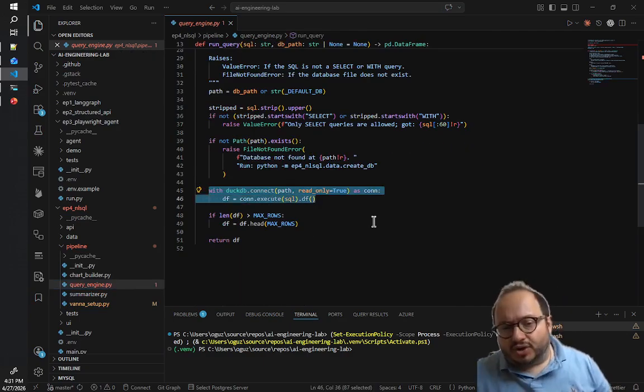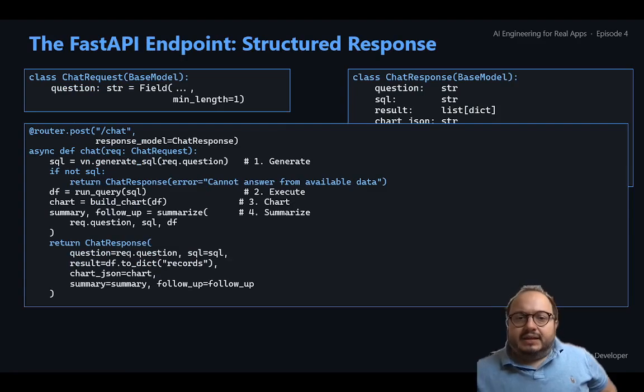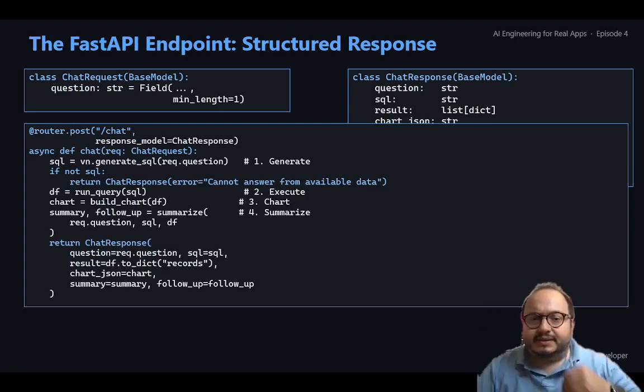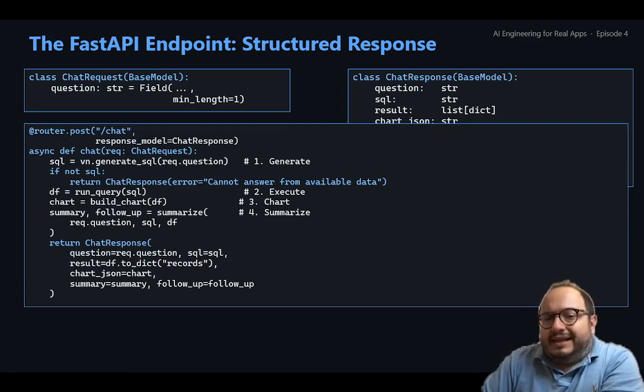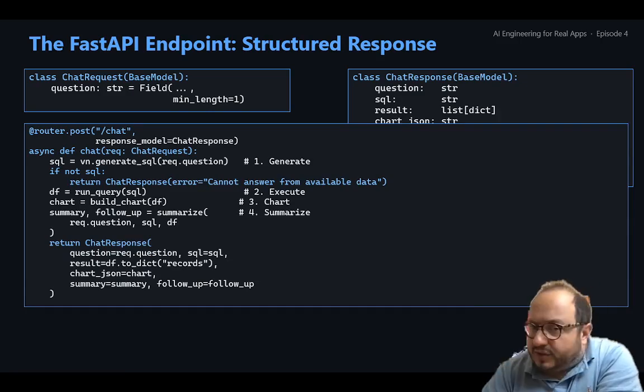And with the execution covered, let us look at the FastAPI endpoint that connects all 4 components. The API layer is a single post endpoint at /chat. The request model has 1 field, question, a non-empty string. The response model has 5 fields: question echoed back, SQL the generated query, result a list of raw dictionaries, chart JSON, a plot the chart specification, and summary, the Claude-generated plain English answer.